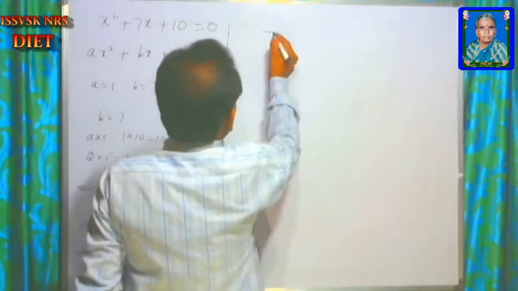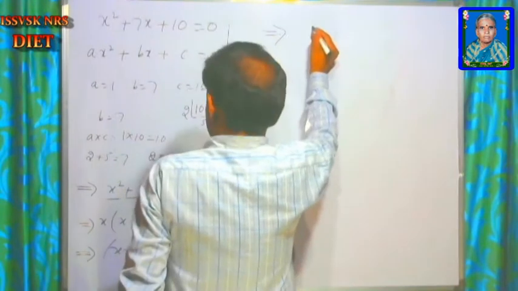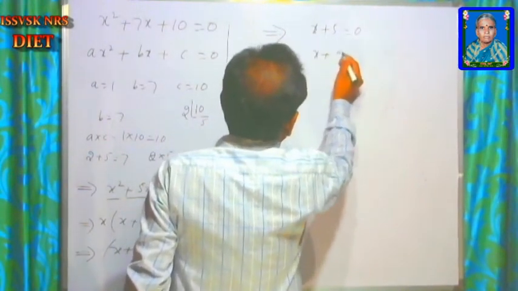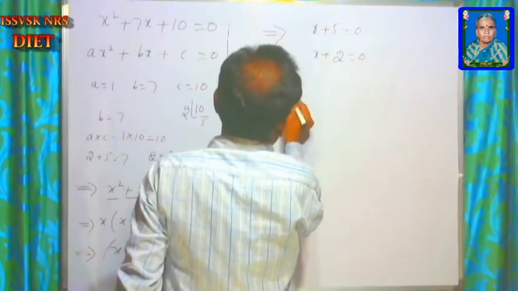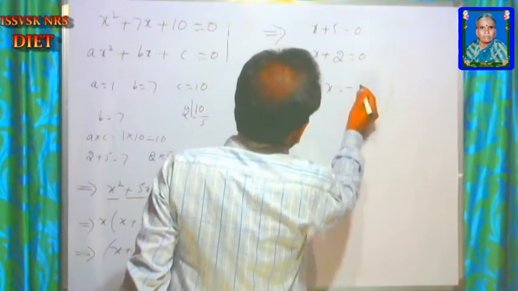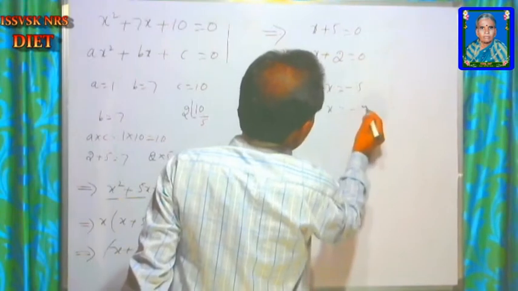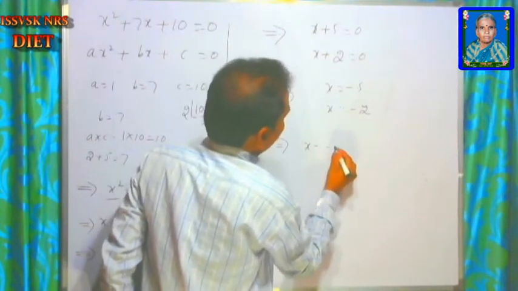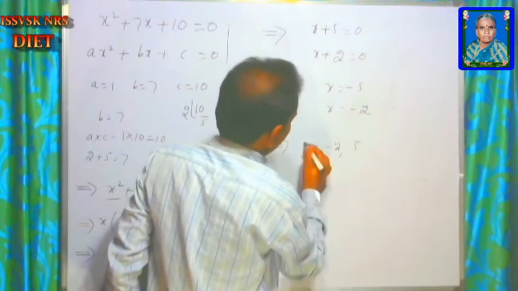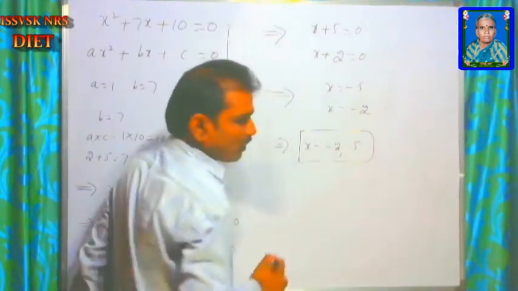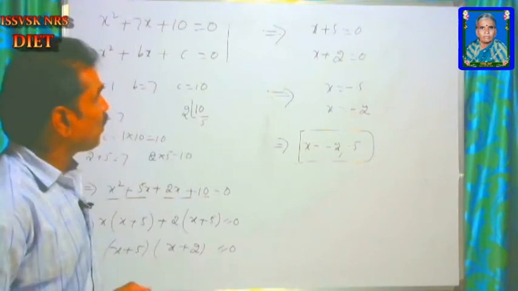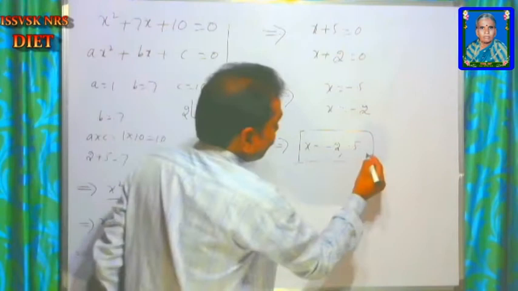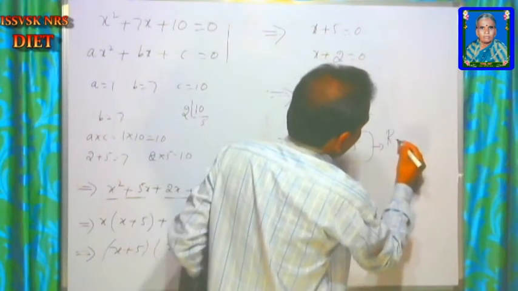Which implies x plus 5 is equal to 0, x plus 2 is equal to 0. Which implies x is equal to minus 5, x is equal to minus 2. Which implies x is equal to minus 2, minus 5. These are the required roots of the given quadratic equation.